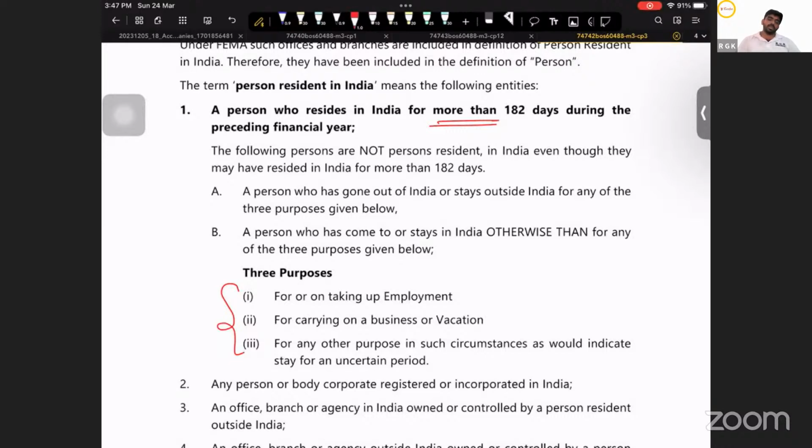Now, in case a person comes to India or stays in India for these three purposes, such a person will also be considered as a person resident in India, where he has not come for any of these three purposes. Then he'll be considered as a person resident, a person who has come to or stays in India otherwise than for three purposes will be considered as a person resident in India. If he comes for these purposes, he will not be considered as a person resident in India.